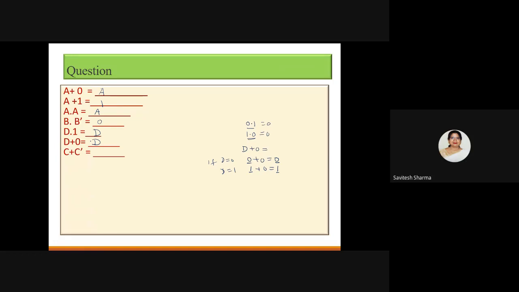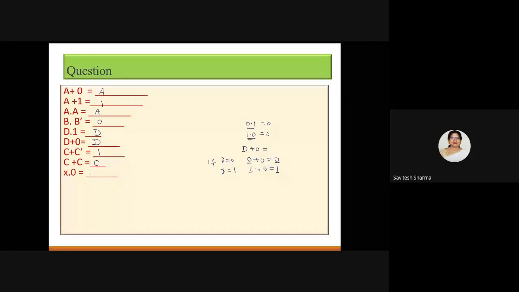Now tell me C plus C complement. What is C plus C complement? 1. C plus C complement is 1. C plus C? C plus C is C. X dot 0? Anything ANDed with 0, I already told you, is always 0. This is the property.